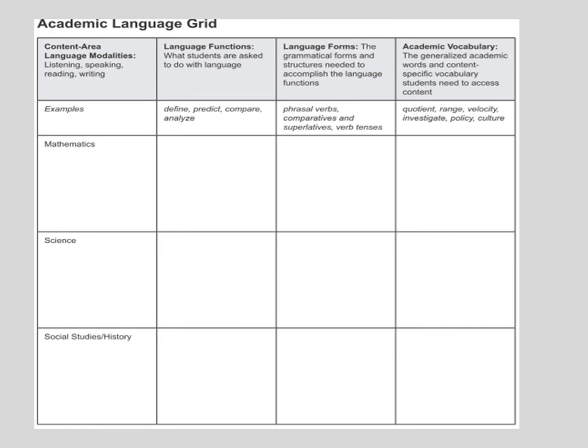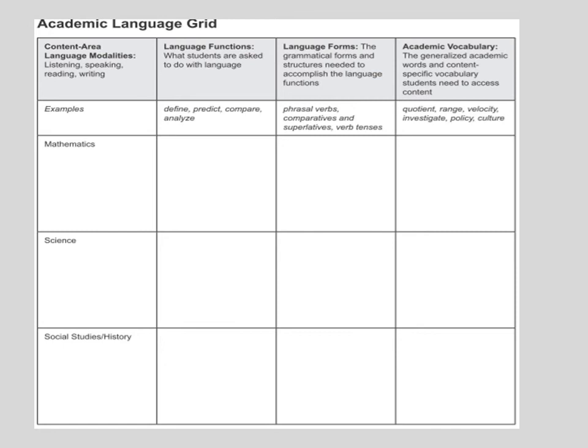to ESL students. The one column, reading language functions, is asking the question of what students are being asked to do with the language. Do they need to define, predict, compare, or analyze? These are oftentimes the Bloom's taxonomy words that can help us to see what we want students to be understanding or producing. And then the language forms.